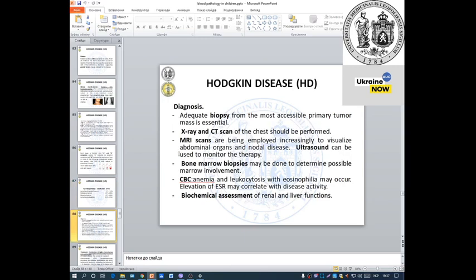For the diagnosis of Hodgkin disease, the biopsy from the most accessible primary tumor mass is essential. The plan of investigation should include complete blood count with signs of anemia, leukocytosis with eosinophilia, elevated erythrocyte sedimentation rate, then X-ray and CT scan of the chest, MRI and ultrasound of the abdomen, bone marrow biopsy to determine possible marrow involvement, and biochemical assessment of renal and liver functions.